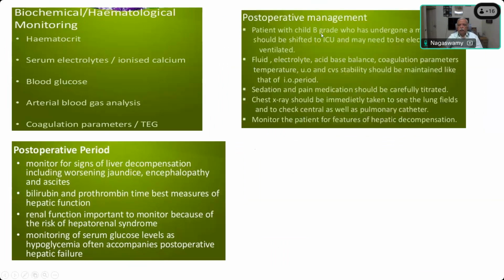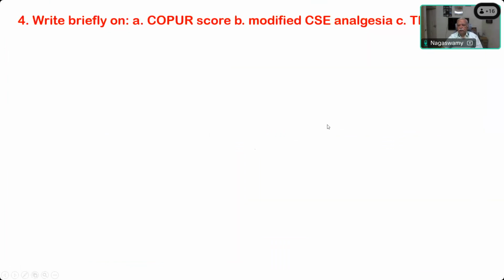Patients with Child-Pugh grade B who have undergone surgery should be shifted to the ICU and may need to be ventilated postoperatively. Fluid, electrolyte, acid-base, and coagulation defects may be taken care of. Sedation and pain medication should be used very cautiously. A chest X-ray should be taken immediately to see the lung fields and check the central as well as pulmonary catheter position if you are using a central line, and monitor the patient for features of hepatic decompensation.